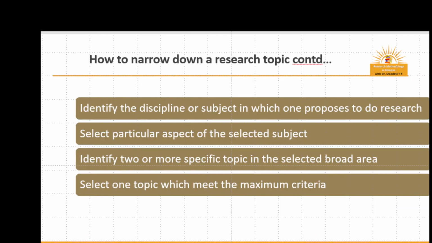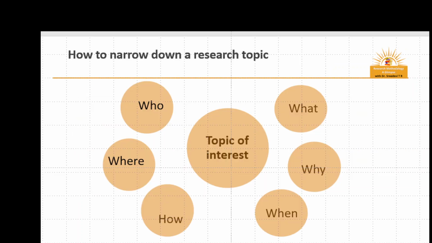Initially, identify the discipline or subject in which one proposes to do research. Select a particular aspect of the selected subject. Identify two or more specific areas in the selected broad area. Then select one topic which meets the maximum criteria. Once the topic of interest is identified, ask questions that lead to a research problem.